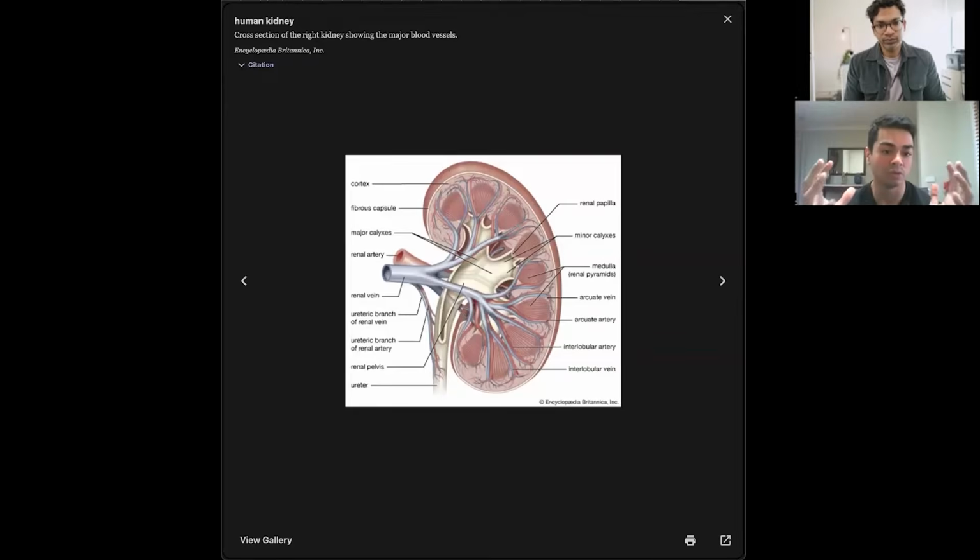Then you've got your cortical radial arteries, moving on to your afferent arterioles, to your glomerular capillaries, to your efferent arterioles. So afferent arterioles, glomerular capillaries, and efferent arterioles, that's your big area where almost all the filtration happens.